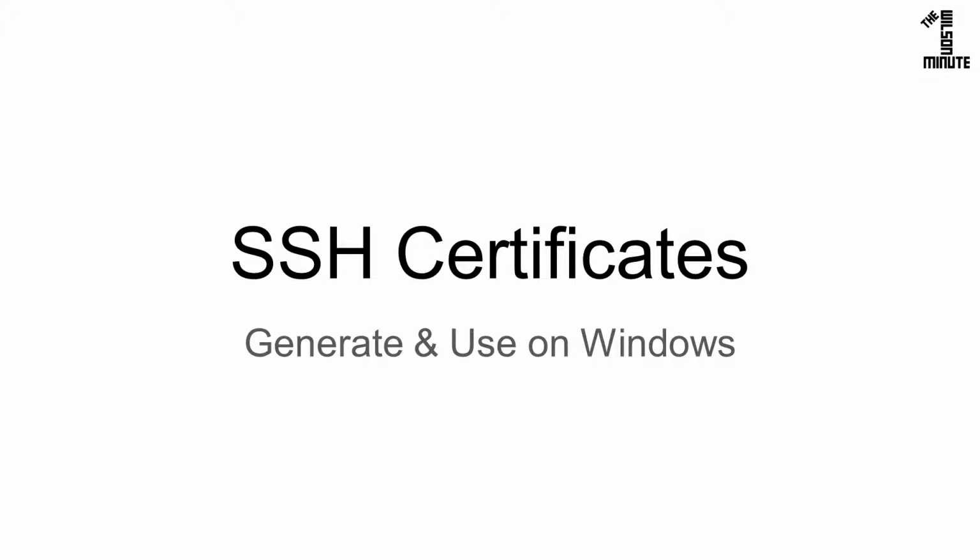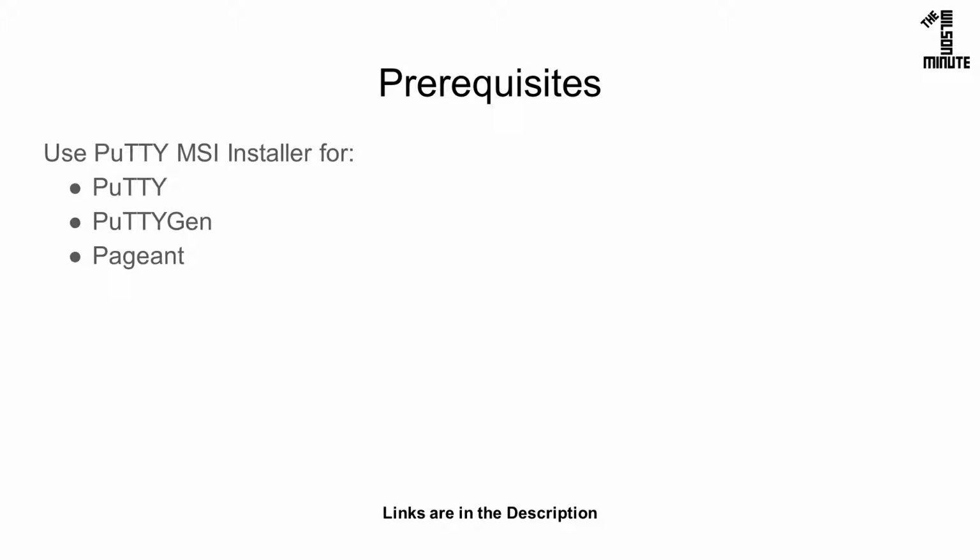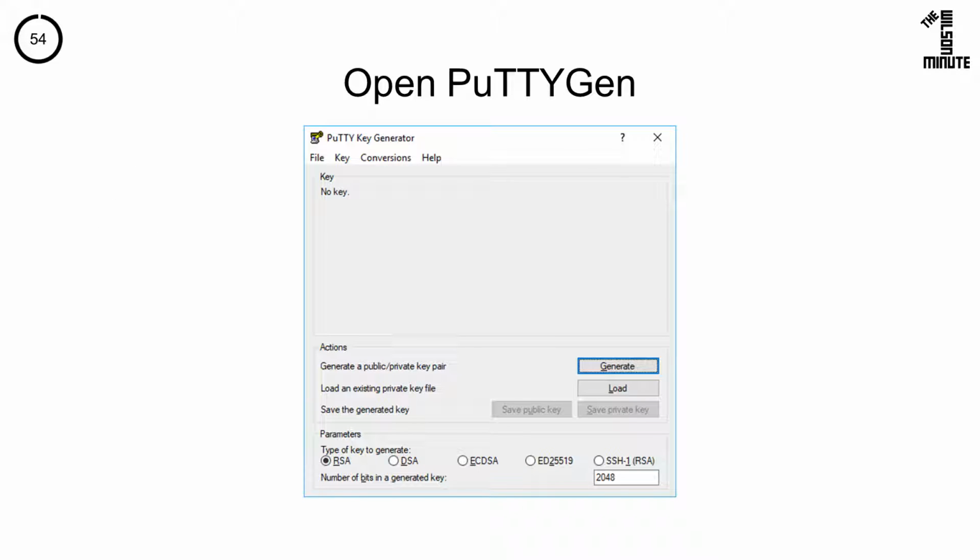Today we will look at how to generate and use SSH certificates on Windows. Windows doesn't really have SSH support built in, so we will use the PuTTY MSI installer to install some necessary utilities. Once installed, open PuTTYgen.